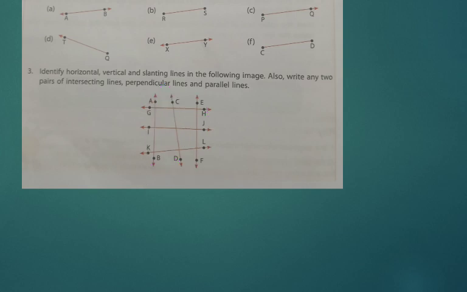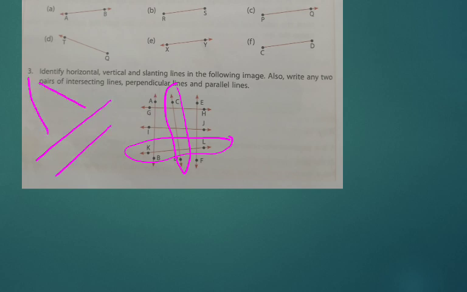Next, what is a slanting line? You see, CD is a slanting line and KL is a slanting line, right? So these two are slanting lines. Slanting line means it should be like this or like this, slightly slanting, right? So in letter A, these two lines are slanting lines, right? Right, very good.